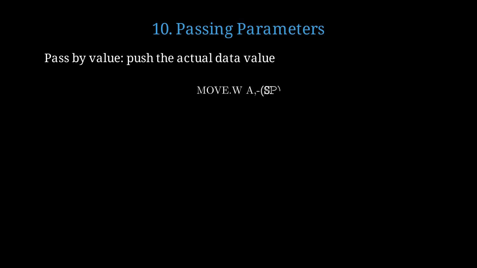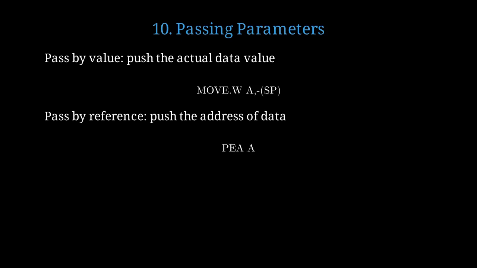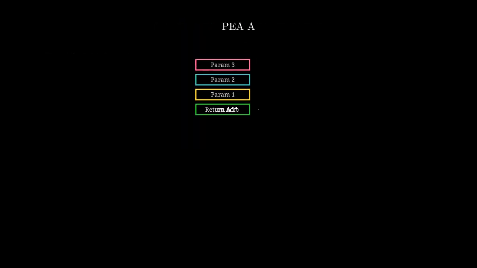Parameters can be passed to subroutines through the stack. Pass by value means we push the actual data value onto the stack. We push the value of variable A onto the stack. Pass by reference means we push the address where the data is stored. We use PEA to push the address of variable A onto the stack. Parameters are pushed first, then JSR pushes the return address.